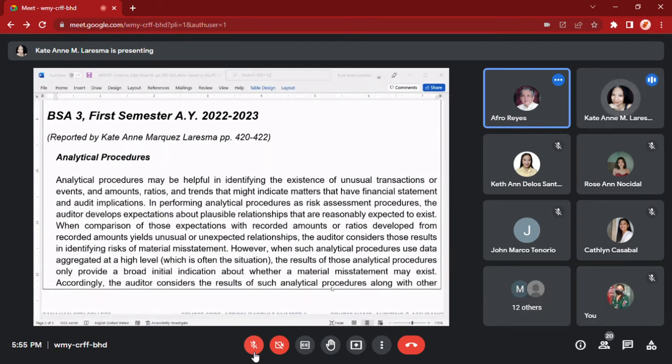A pleasant day, everyone. I am Kate, and this late afternoon, I will be continuing the discussion about the risk assessment procedures, and will be also elaborating on one of the things that an auditor.